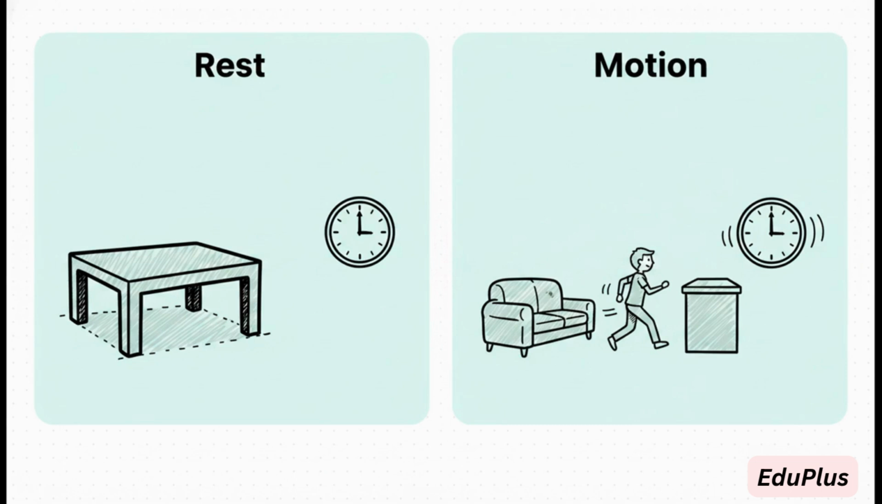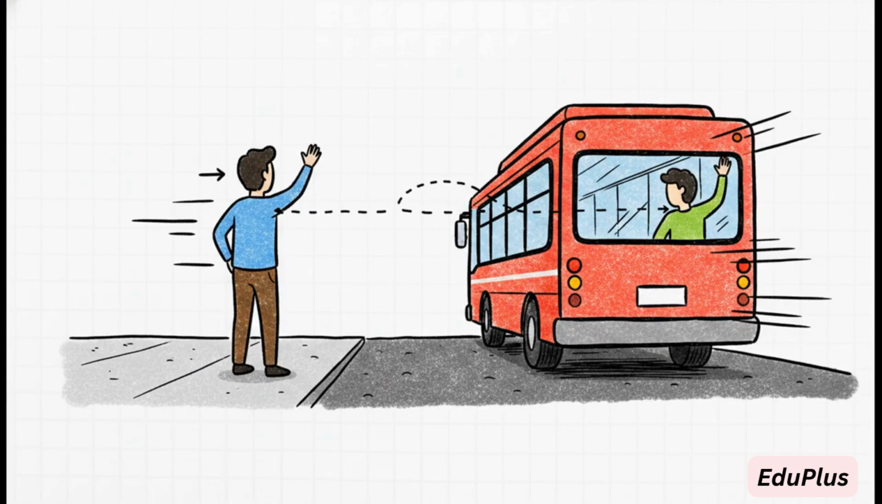It's at rest. Motion, on the flip side, means your position changes over time. If you walk from the couch to the kitchen, the clock is ticking and your position is changing. You are in motion. But here's where it gets kind of wild. Motion is completely relative. Seriously, it all depends on your perspective.